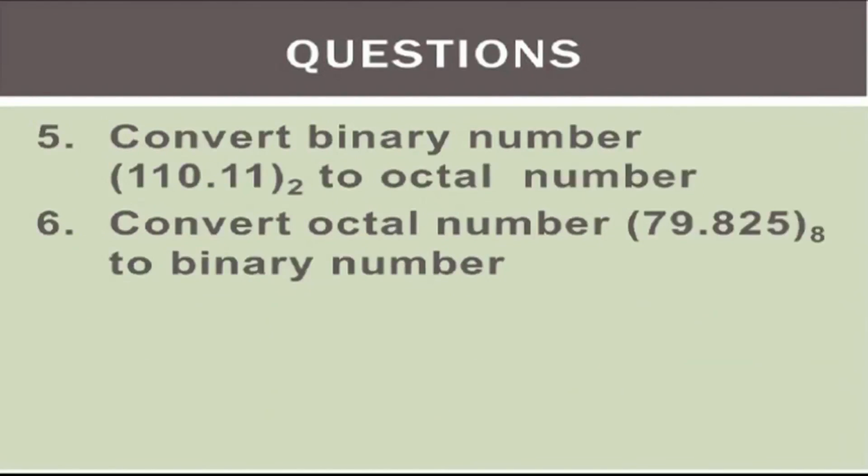Take another binary number, 110.11, and convert it to an octal number. In the same way, take the number 79.825 and convert it to a binary number, and also to an octal number.